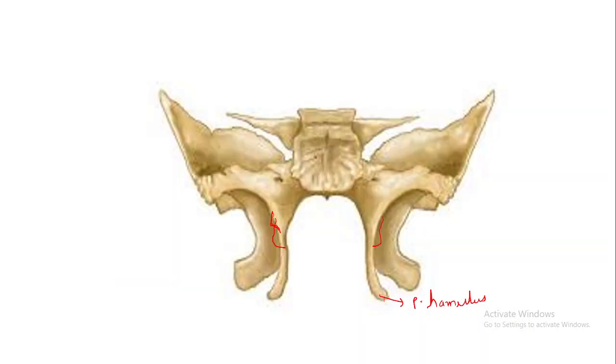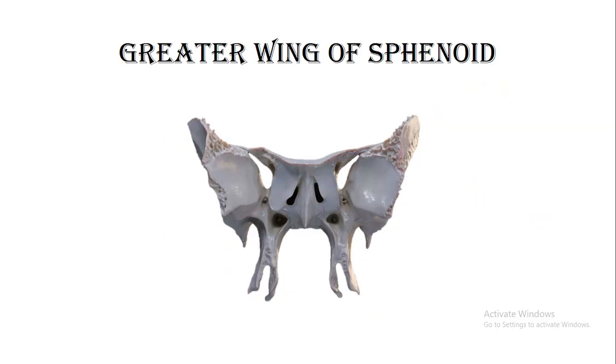So these are the lateral and medial pterygoid plates. Now coming to greater wing of sphenoid. This is the greater wing of sphenoid, here and here. The portion of greater wing of sphenoid which is seen in the norma basalis is this portion, and this portion which is called the infratemporal surface of greater wing of sphenoid.